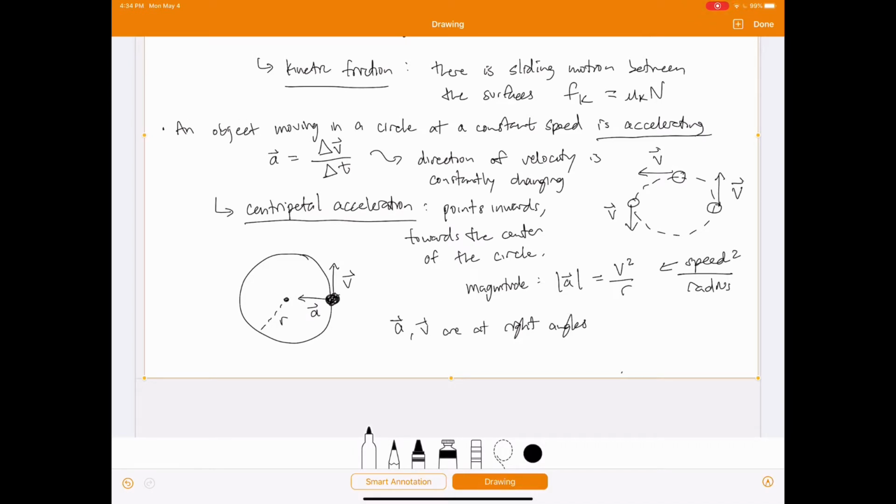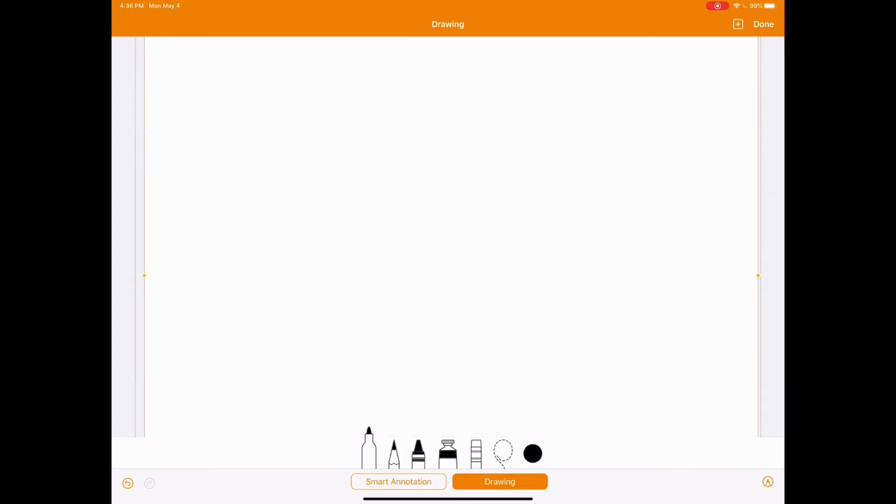Okay? So that really covers it for chapter 5. This just outlines various applications of Newton's laws. We have different types of forces to think about. And we also have this idea of centripetal acceleration, which will come into play when we apply Newton's laws. Okay, so that takes us to the next chapter, which is chapter 6.